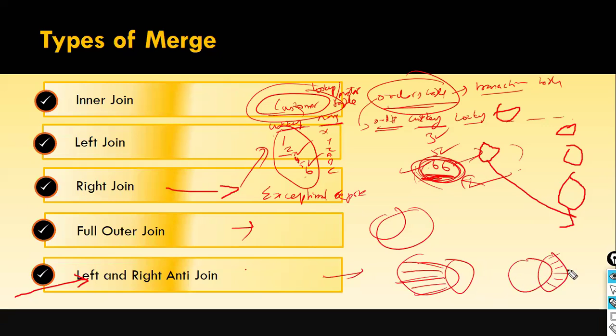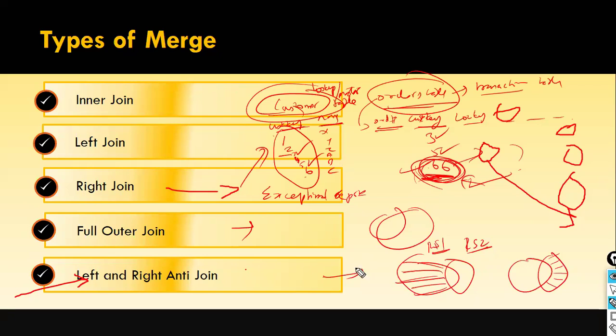Fine, everything is fine. When can I use this kind of left anti-join, right anti-join? I'll give you quickly in the interest of time. For example, you have two retail shops, retail shop 1 and retail shop 2. In South Chennai, I have one retail shop, and in East Chennai, I have one retail shop.